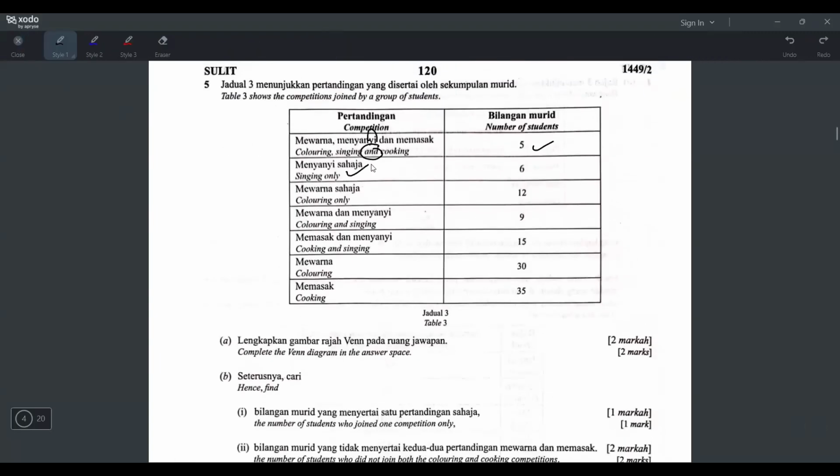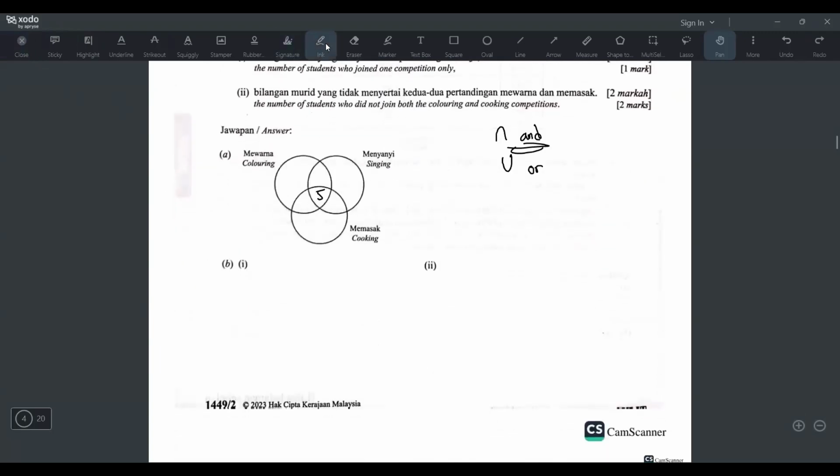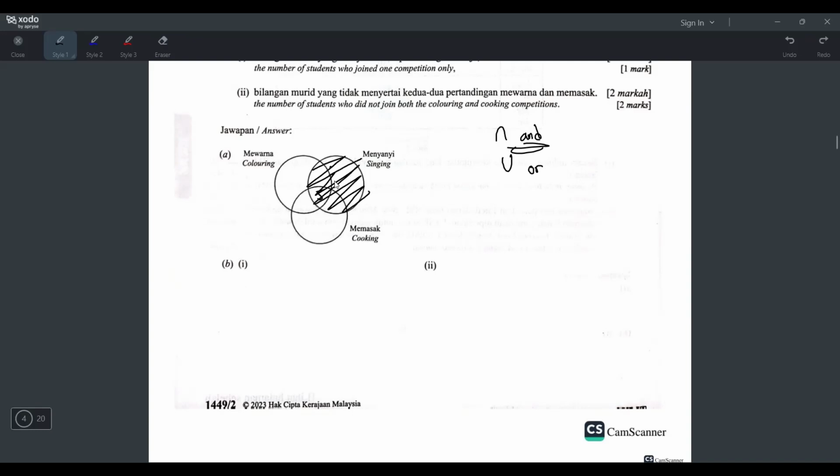Okay, next one. Singing only is 6. Oh, ada perkataan only. So 6, where is singing only? Okay, singing only is only talking about this region only. Because they got say the word only. But if they say singing, then it's like this. If they say singing, it means the 6 is actually sini tambah sini tambah sini tambah sini, right? But they ada cakap only kan? So yeah, it's just referring to this region.